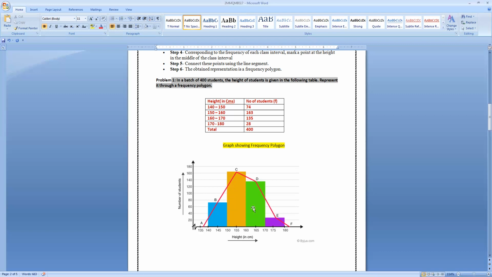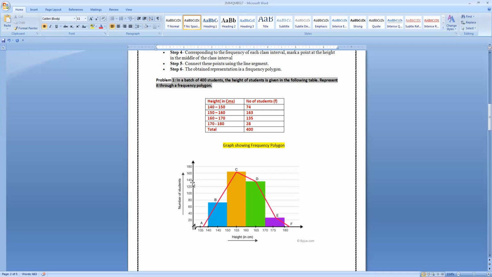So for 150 to 160 the rectangle has to be shown, the height is till 163, and the next one is 160 to 170, we have to show the height where the number of students is till 135. So we have marked here till 135. Between 120 and 122, the fifth box will be 130. Next to that 130 it will be 132, then 134. So after that, between central and 136, we should mark.